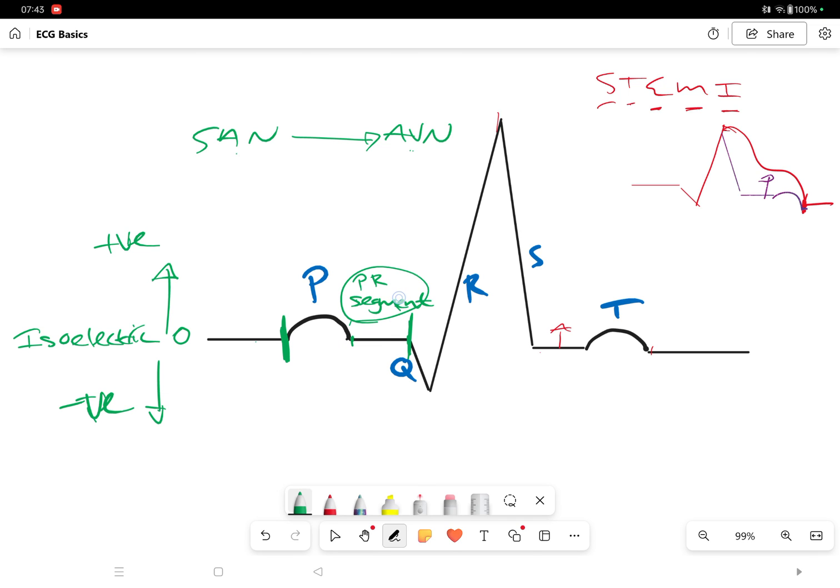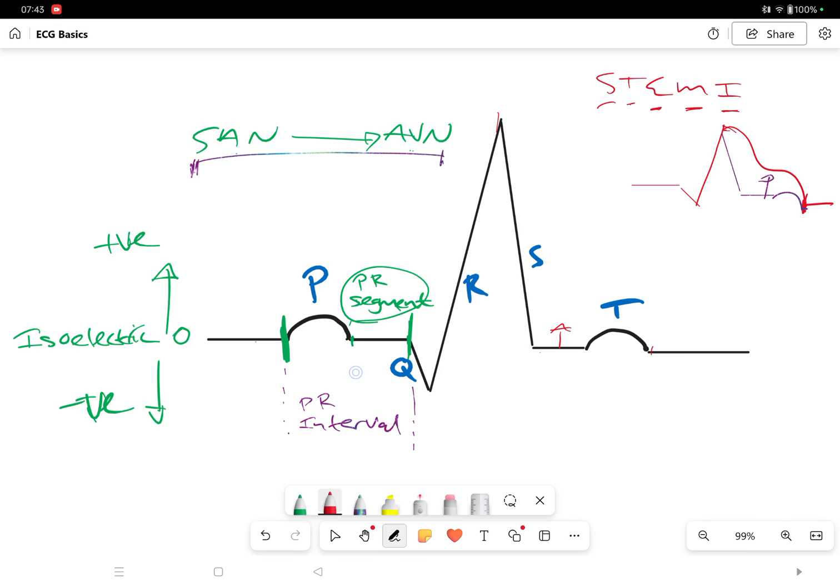The PR segment I've already mentioned is the isoelectric line. Why am I stressing that point? Well, because you have this concept over here from measuring from here to here, so the start of the P wave to the start of the Q wave. This is the PR interval. Okay, not the PR segment, but the PR interval. And the PR interval essentially enables us to measure the time it takes to go from the start of the SAN to the time it reaches the AVN. Why? Well, again, because if there are delays in this, then that is deemed abnormal.